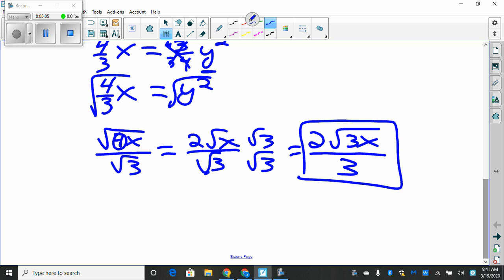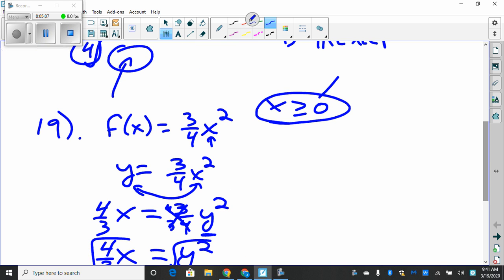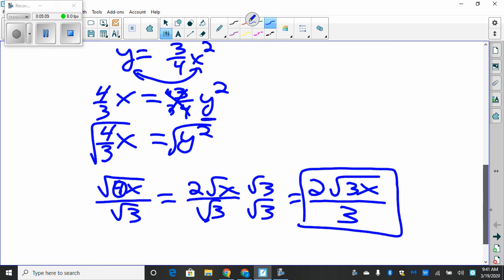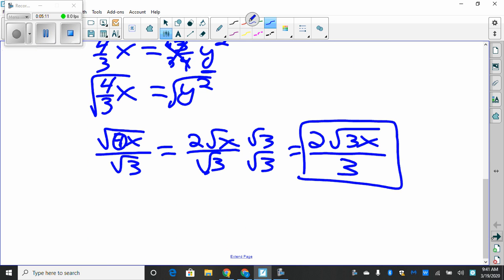And then this comes into it now, because look what I have here. I have the square root of x. X cannot be negative. If you put a negative number in there, you will get an imaginary answer. So that's why the domain is only greater than or equal to 0, because after you do that division, you cannot use negative x's.